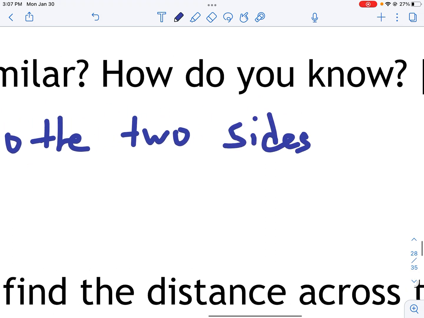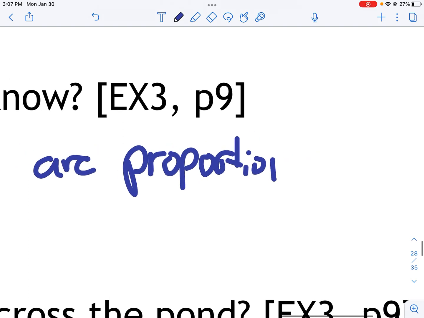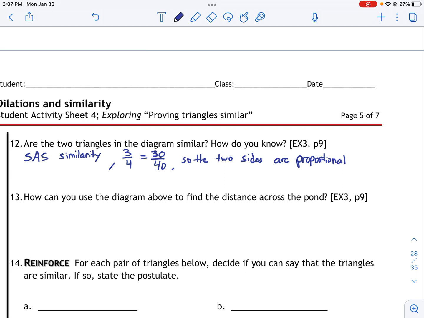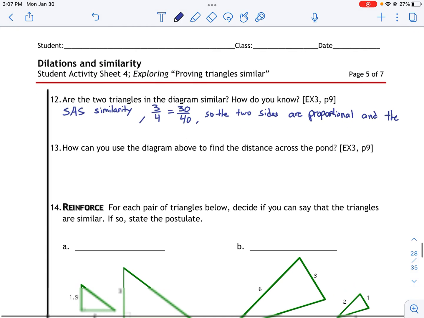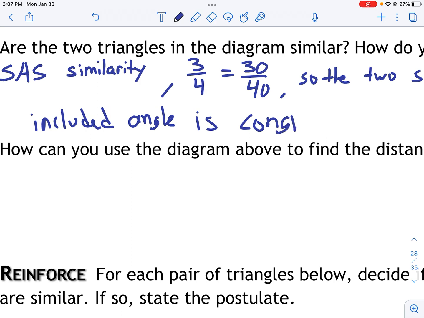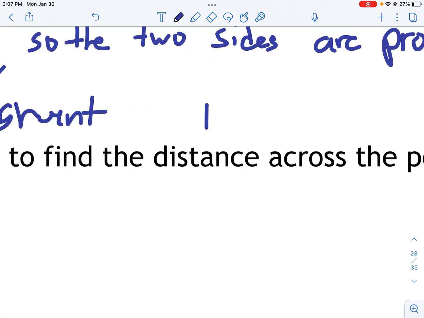So the two sides are proportional, right? We have the two sides are proportional, and the included angle is congruent.